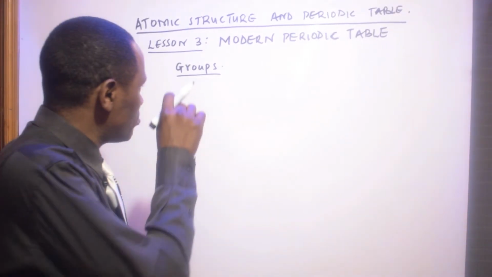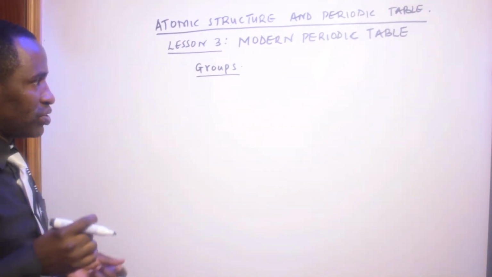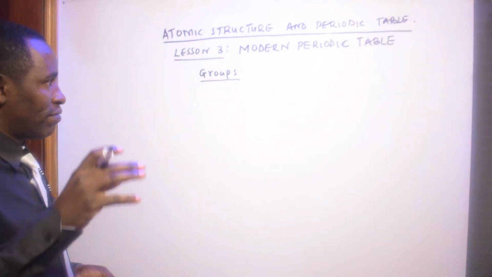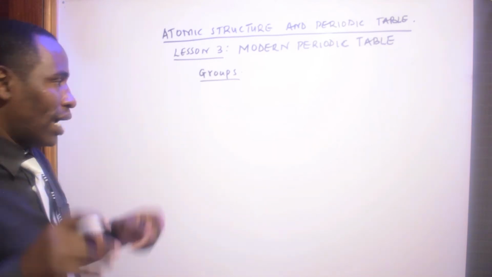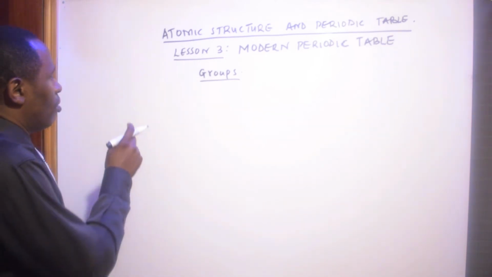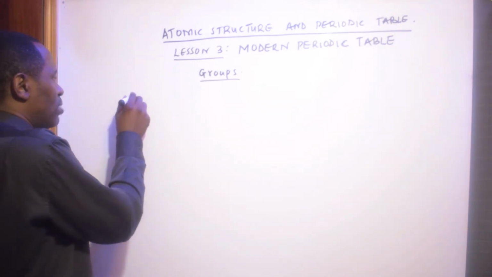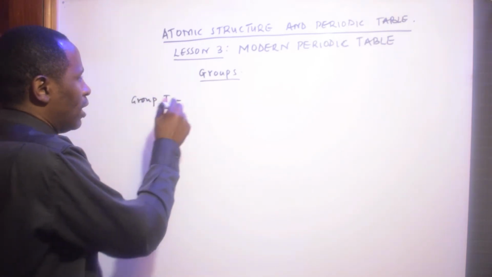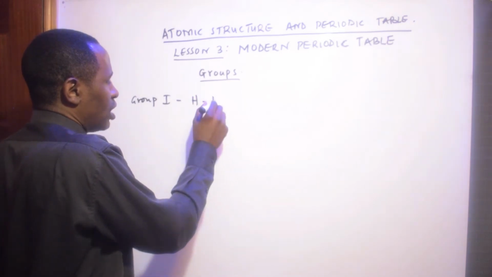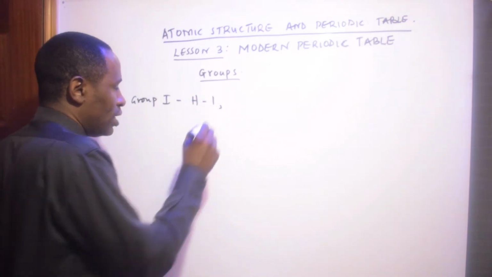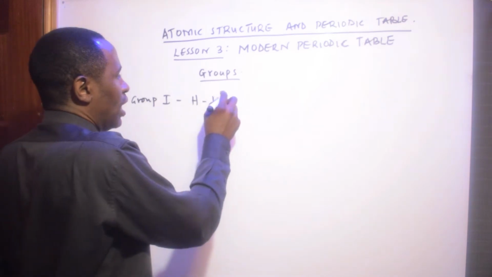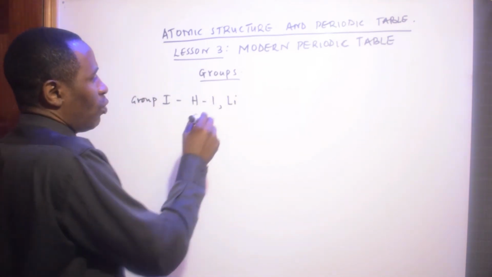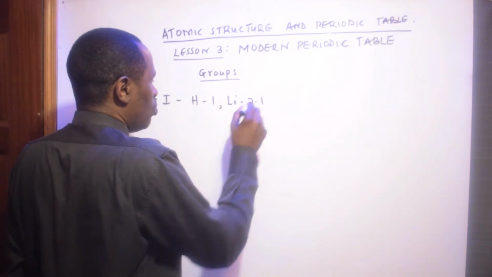Now, let us try to discuss what we just mentioned about the groups, which happen to be the vertical columns in our table. What is so common, for example, if you think about group 1? Look at the elements there. We have hydrogen, with electron configuration of 1. We have lithium, atomic number 3, with electron configuration of 2,1.